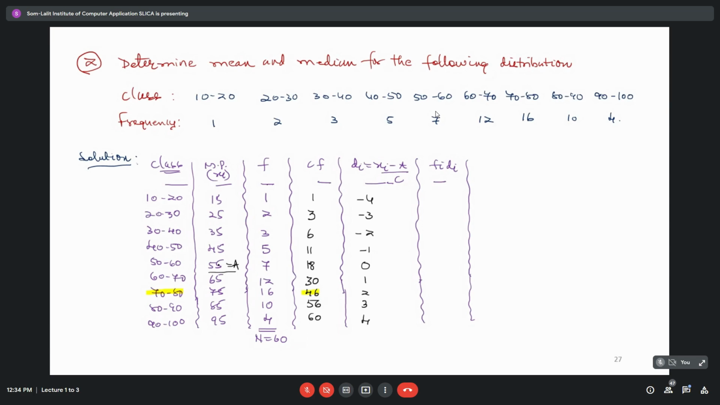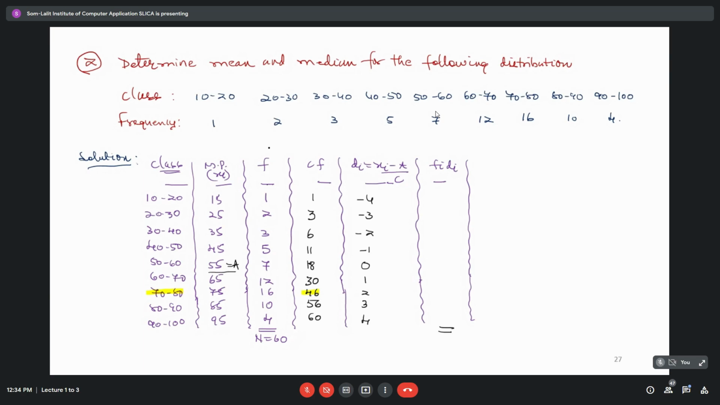Correct, no? This minus this upon the class width. What's the class width, which is 10? This minus this, which is 20, divided by the class width. So it's 2, 3, and 4. Okay, this is right. So prepare this column for f_i d_i.